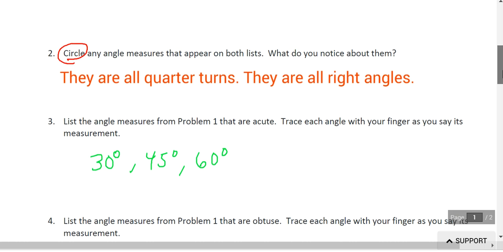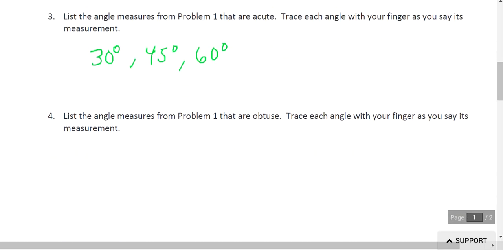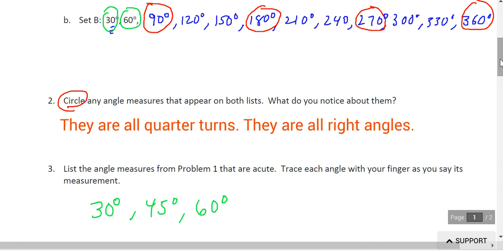We're using all this information still from number 1. And now we're still using from problem 1. Use the angle measurements that are obtuse. And obtuse is going to be angles that are greater than 90, but less than 180. Or maybe even equal to 180. But no, if it's 180, it'd be a straight line. So let's see which ones are going to be obtuse. Let's go back up. Which ones are going to be obtuse?